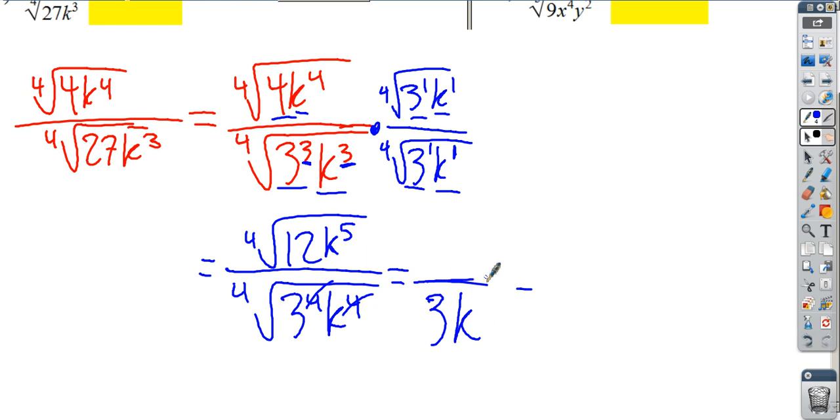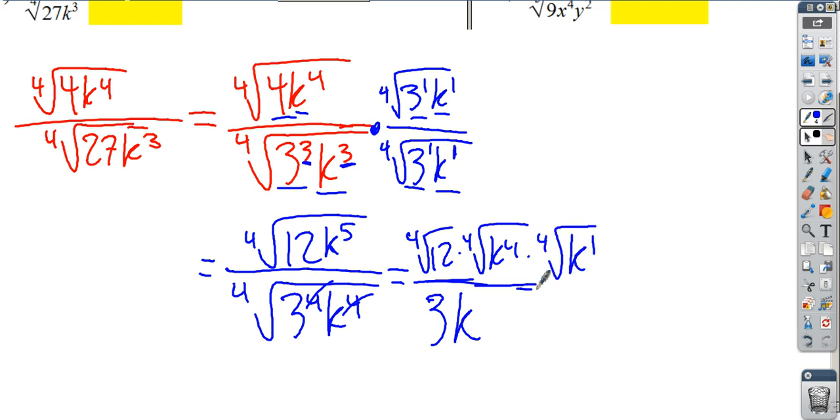We don't want any roots in the bottom. The top is still going to be the fourth root of 12, but then let's split off k to the fifth into k to the fourth times k to the first. Why would we do that? Because that will allow us to simplify this.